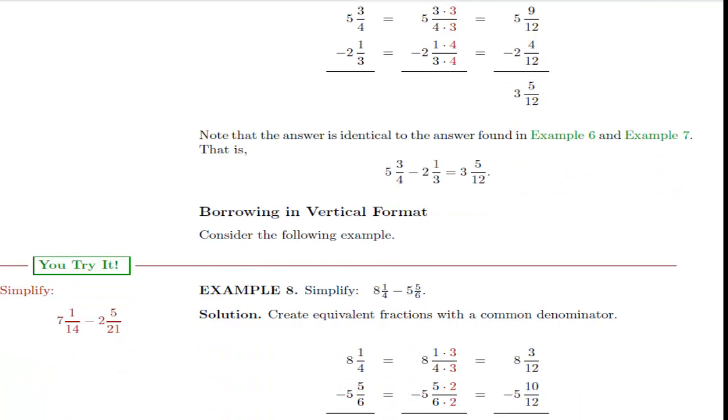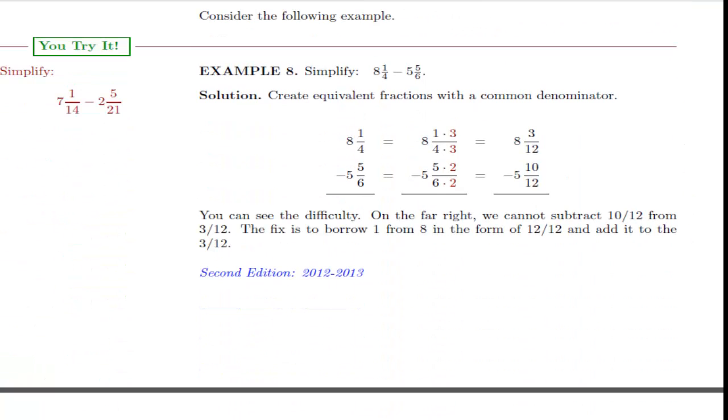Borrowing in vertical format. Consider the following example. Example 8. Simplify 8 and 1/4 minus 5 and 5/6. Solution. Create equivalent fractions with a common denominator. The common denominator for 4 and 6 is 12, so if we multiply the first fraction, 1/4, by 3/3, we get equivalent fraction 3/12, and then if we multiply the second fraction by 2/2, we get an equivalent fraction of 10/12.